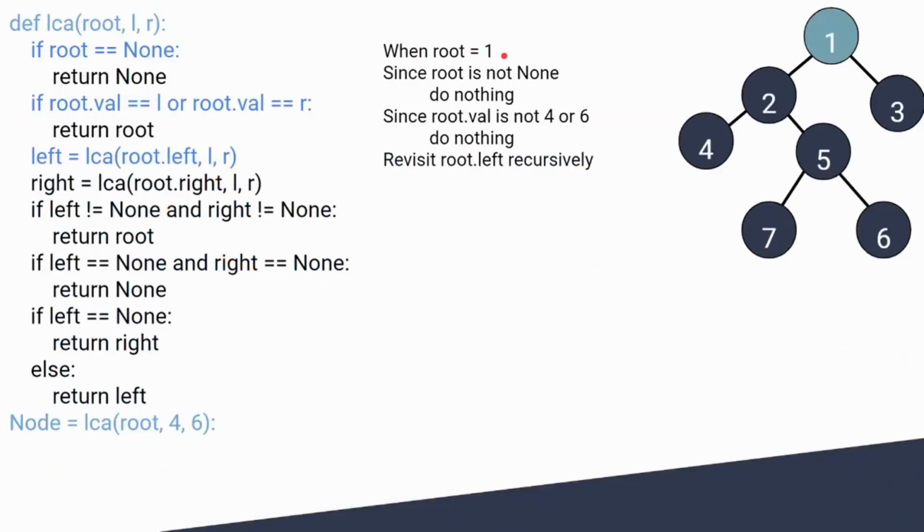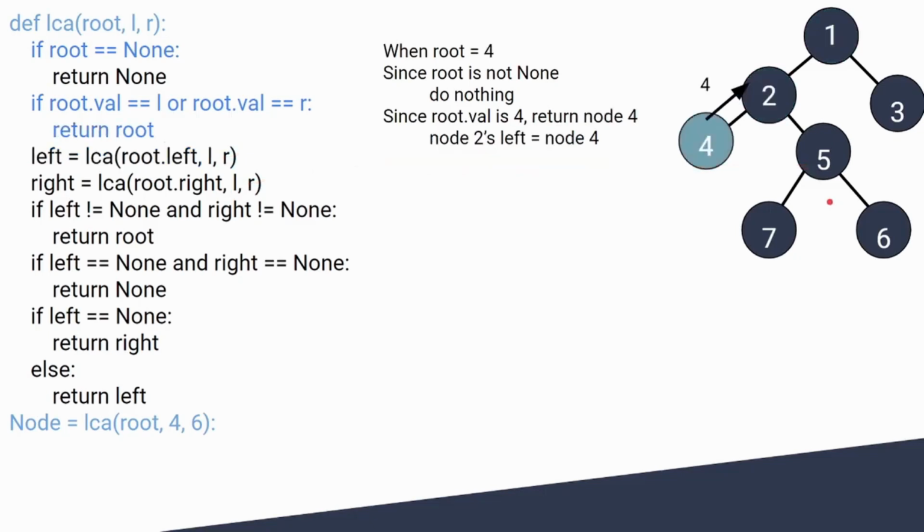When the root is 1, since the root is not none, you don't do anything. And since it isn't equal to the 4 or 6 value, you do nothing. So then you just call the left value recursively. Same for 2. And then since 4 is equal to the left value 4, you make node 2's left the node 4, or you return 4. And then you backtrack back to node 2.